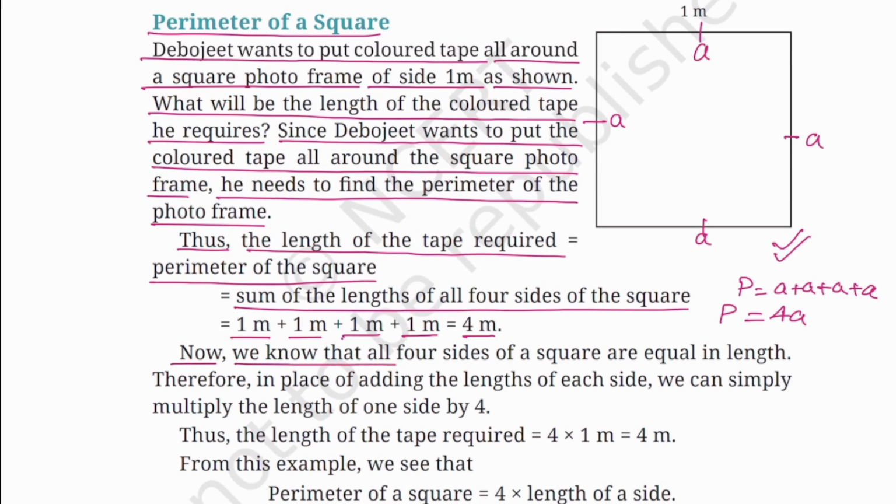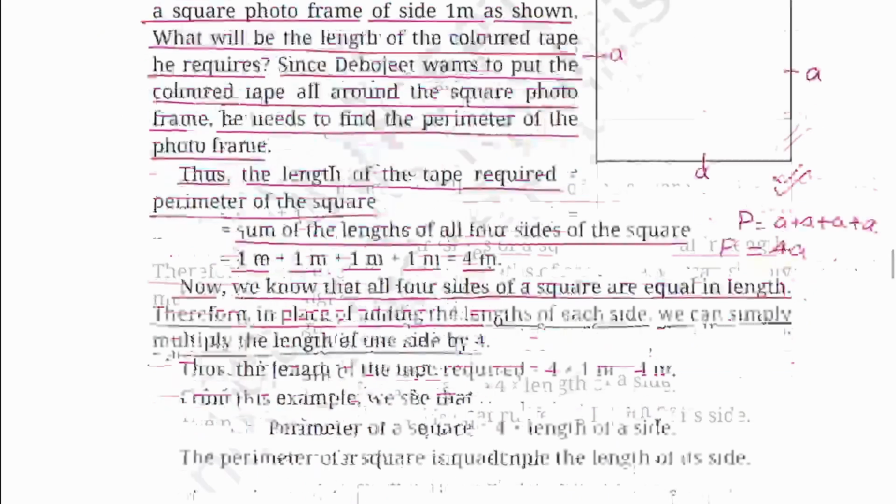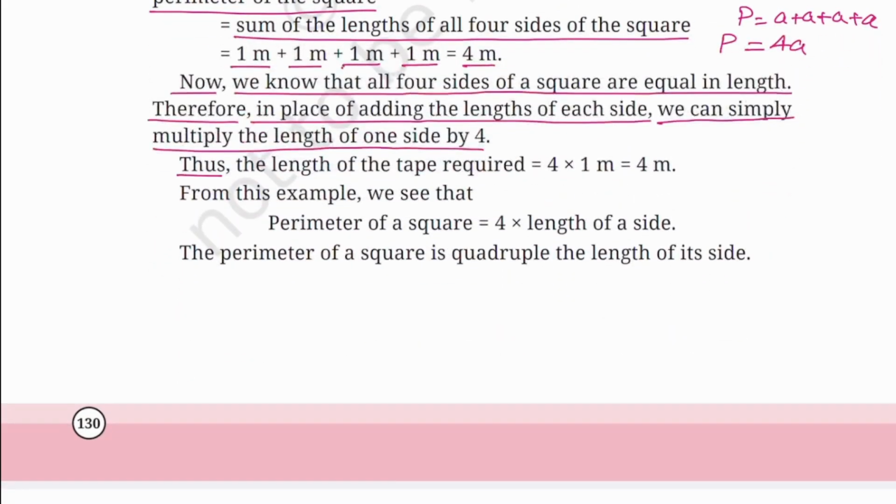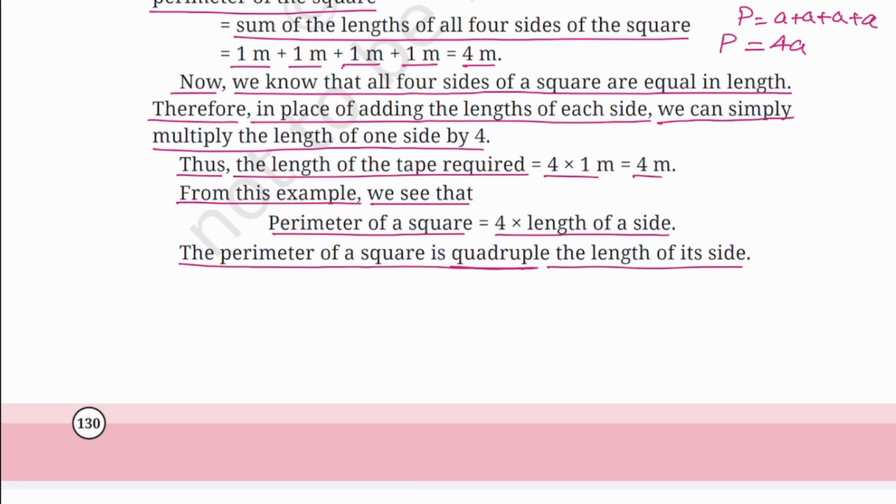Now we know that all 4 sides of a square are equal in length. Therefore, in place of adding the lengths of each side, we can simply multiply the length of one side by 4. Thus, the length of the tape required is equal to 4 into 1 meter, which is equal to 4 meter. From this example, we see that the perimeter of a square is equal to 4 into the length of a side. The perimeter of a square is quadruple the length of its side.